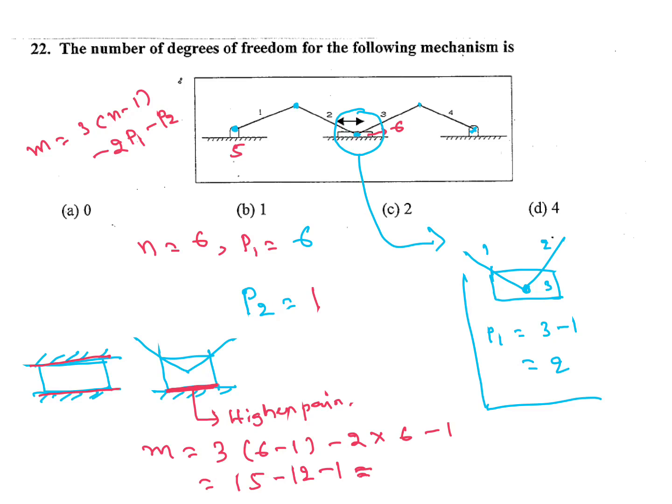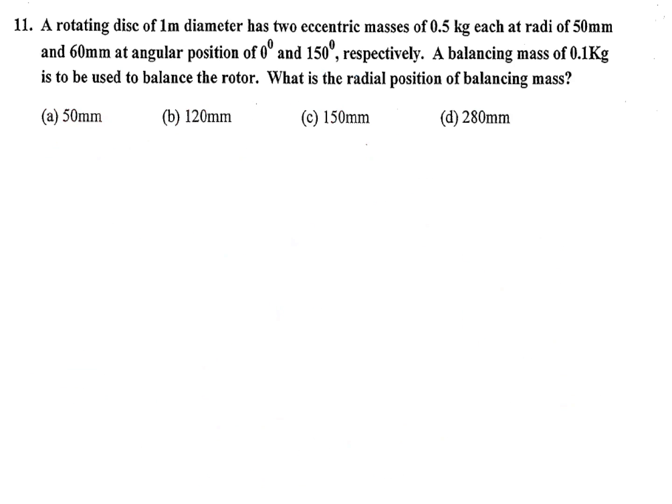A rotating disc of 1 meter diameter has two eccentric masses of 0.5 kg each at radius of 50 mm and 60 mm at angular positions of 0 degree and 150 degree respectively. A balancing mass of 0.1 kg is to be used to balance the rotor. What is the radial position of the balancing mass? Radial position we have to calculate.